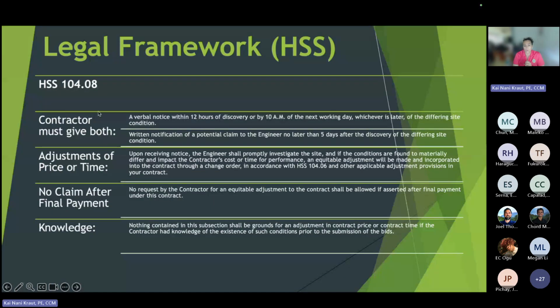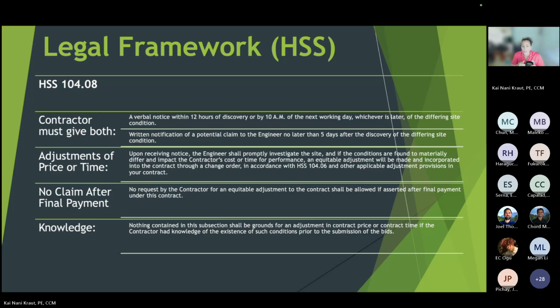Okay, so 108 or 104.8, again: verbal notice within 12 hours of discovery or by 10 a.m. the next working day, whichever is later, for differing site conditions. So they have to provide notice. Written notification of the potential claim to the engineer no later than 5 days after the discovery. And then usually after that, you're required to provide more in-depth information within 30 days and all the information within 6 months. So that's the infographic hopefully our MDG interns are working on.